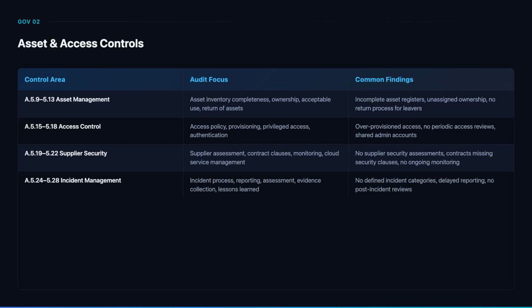For incident management controls A.5.24 through 28, verify that the incident management process is defined and tested, that reporting channels are clear, that incidents are assessed and classified, that evidence is properly collected, and that lessons learned feed back into the management system. Common findings include undefined incident categories making trend analysis impossible, delayed reporting, and no systematic post-incident reviews.